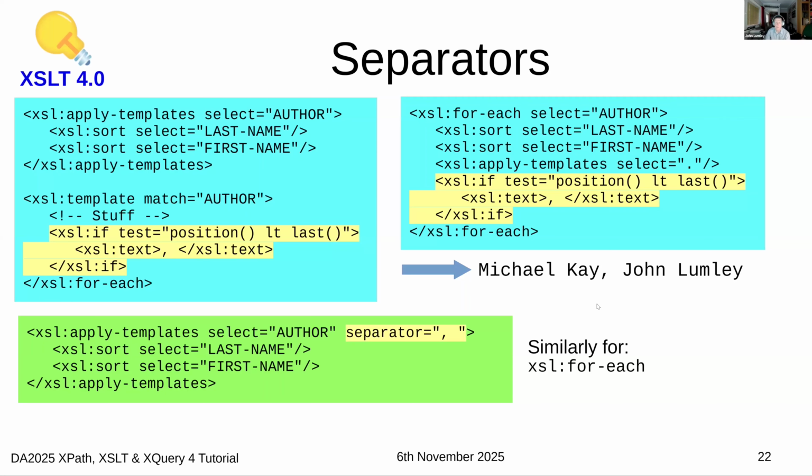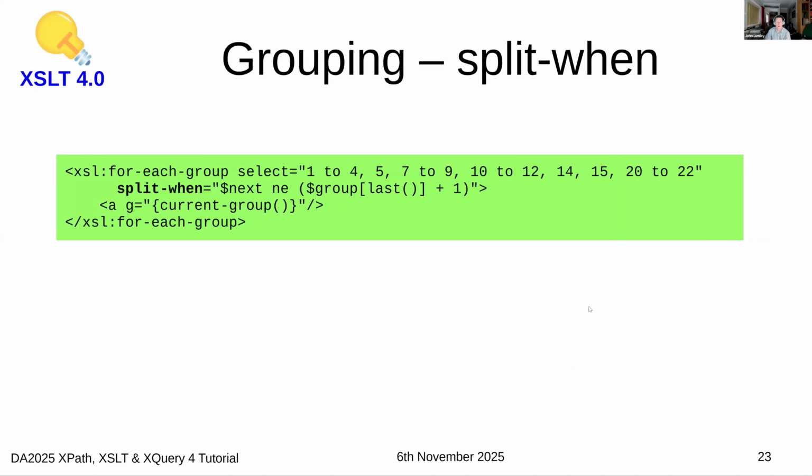So you do the same for each, and that's quite a nice little bit. We've got a new thing, for-each-group, which is split-when, a bit like the partitioning. It's very similar, in fact, and the example I've given you is exactly the same. It's actually doing line wrapping partitioning by using these groups.